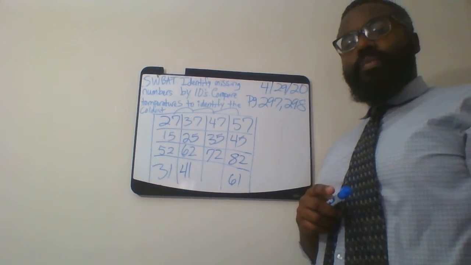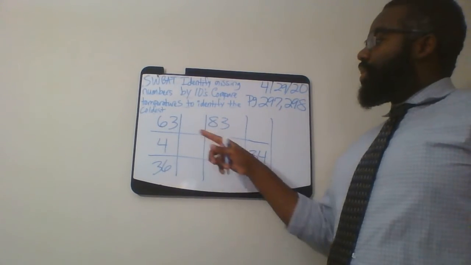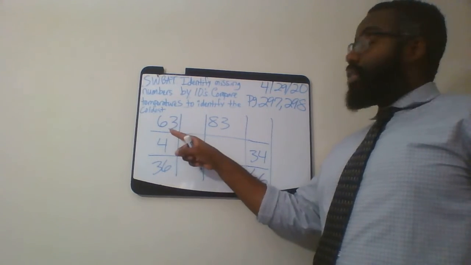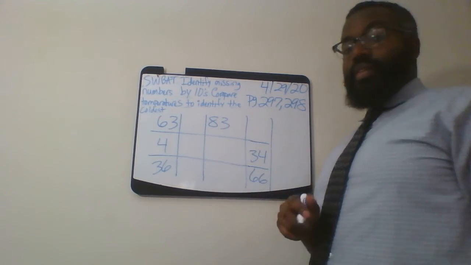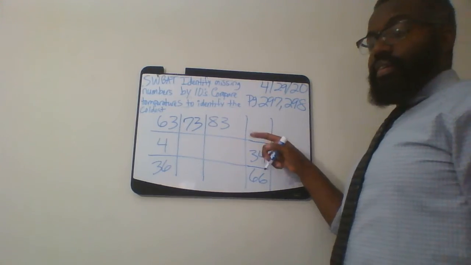Let's work on one more, for example. Now, as we move on over, we have 63, a missing number, 83, and then a missing number. So let's get started. Still counting my tens. We have 63. What's next? 73. 63, 73, 83, 93.